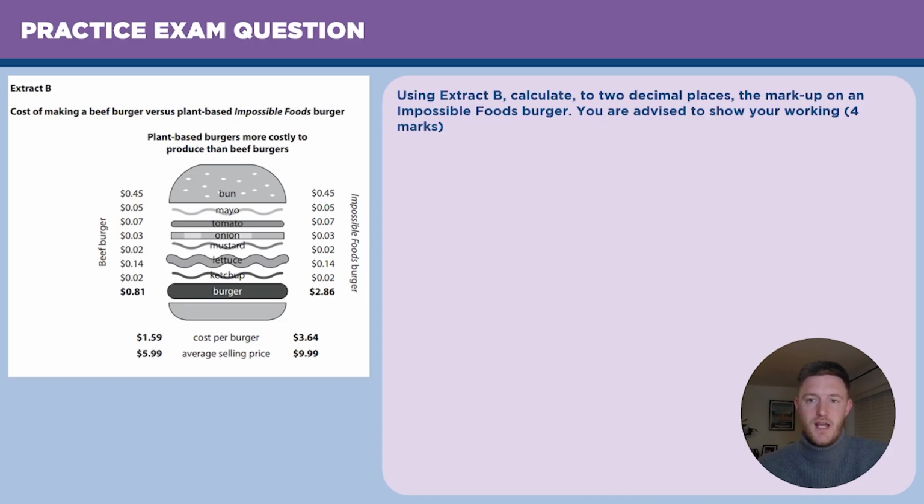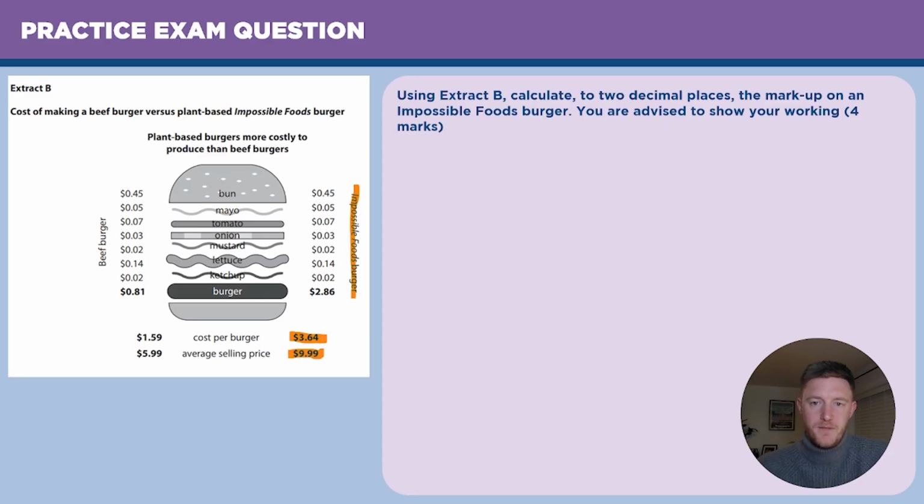So this is the international business example we've seen, right? It's calculated to 2 decimal places, the markup on an Impossible Foods burger. So we've got 2 burgers here. It talks about the different costs involved. At the bottom you've got cost per burger and the average selling price, for the beef burger and then the Impossible Foods burger. So give this one a try and then have a look at it.